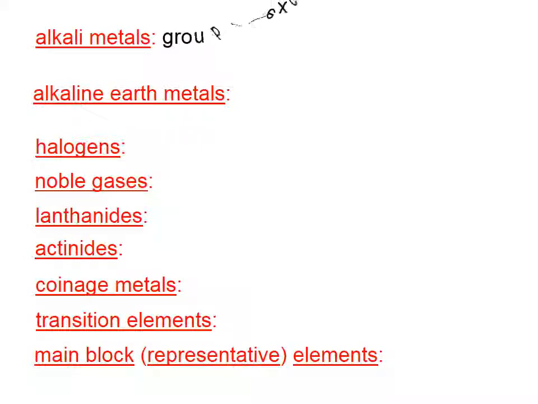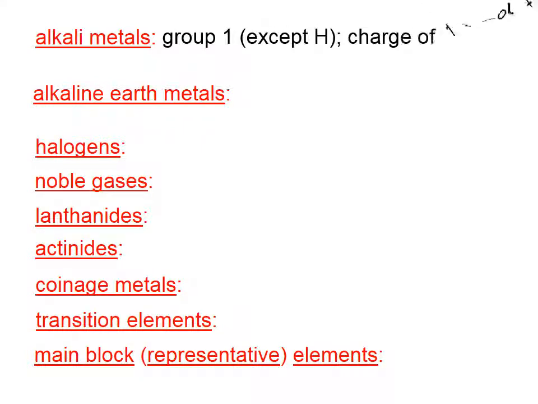The alkali metals are the group 1 elements, except for hydrogen. Hydrogen is at the top of group 1, but it is not considered to be an alkali metal because it's a nonmetal. In fact, sometimes the box that contains hydrogen's information on the periodic table is set up above, a little bit separate from the rest of the group 1 elements.